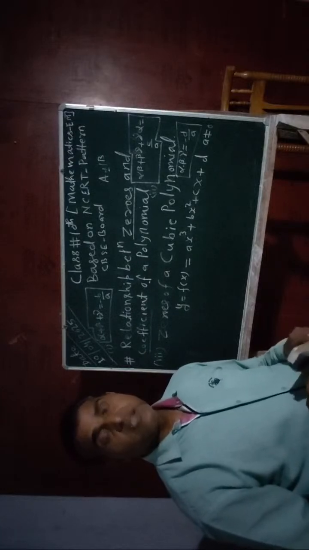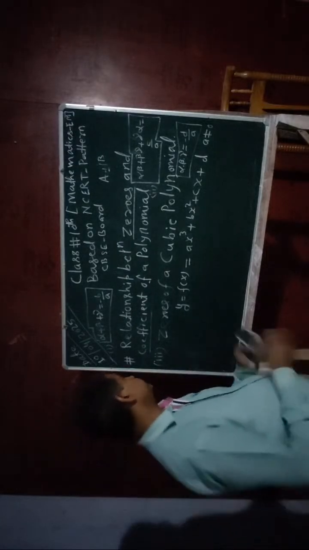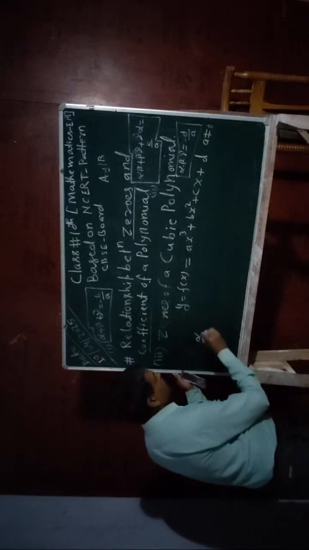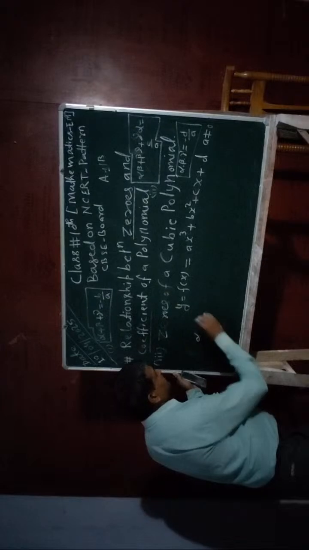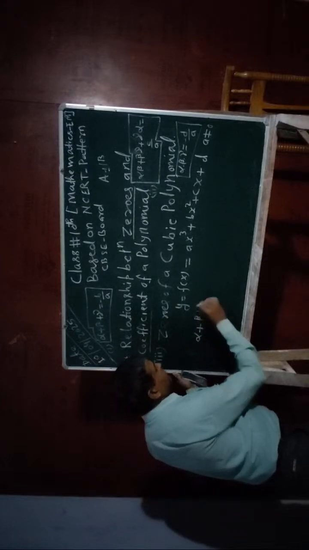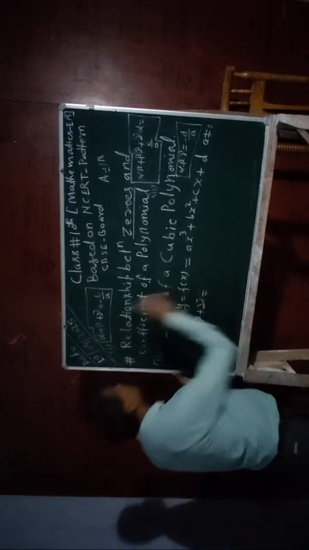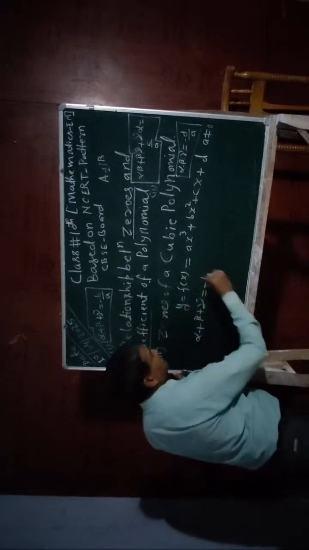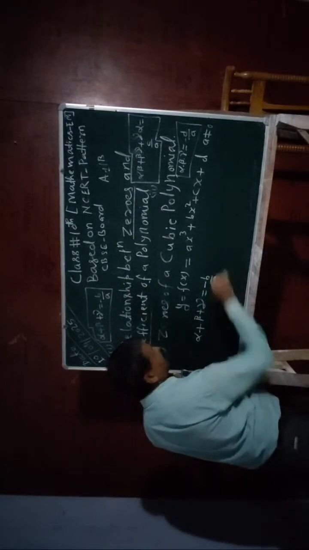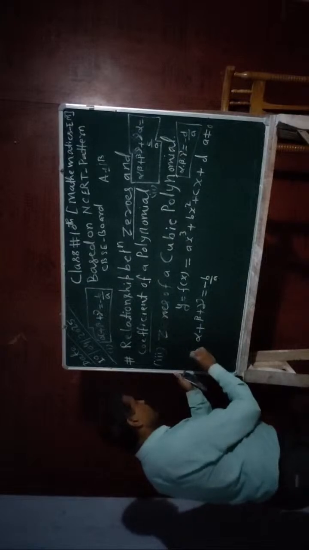Okay students, so in the cubic polynomial I have got alpha plus beta plus gamma, which is equal to minus b divided by a. This is the one formula.